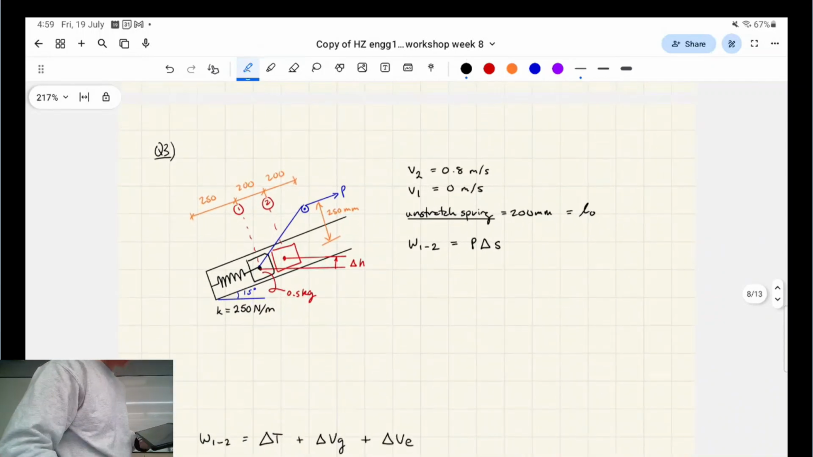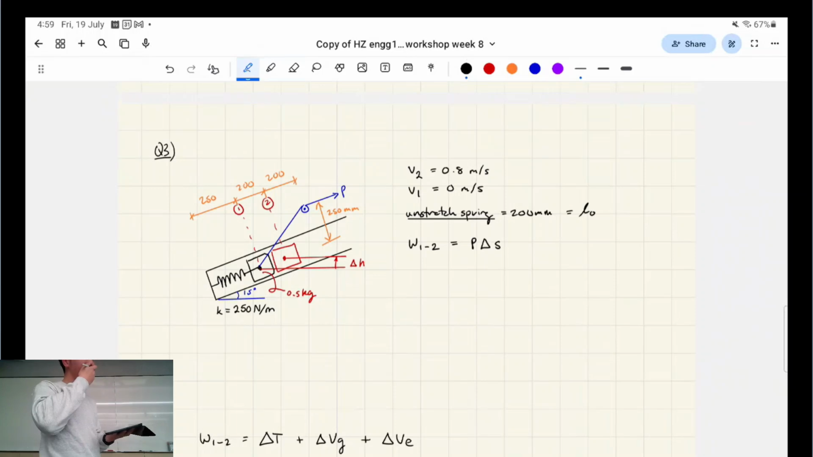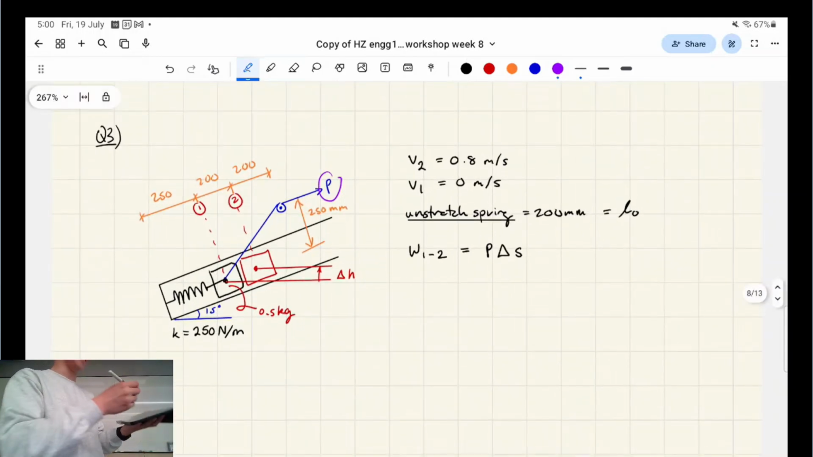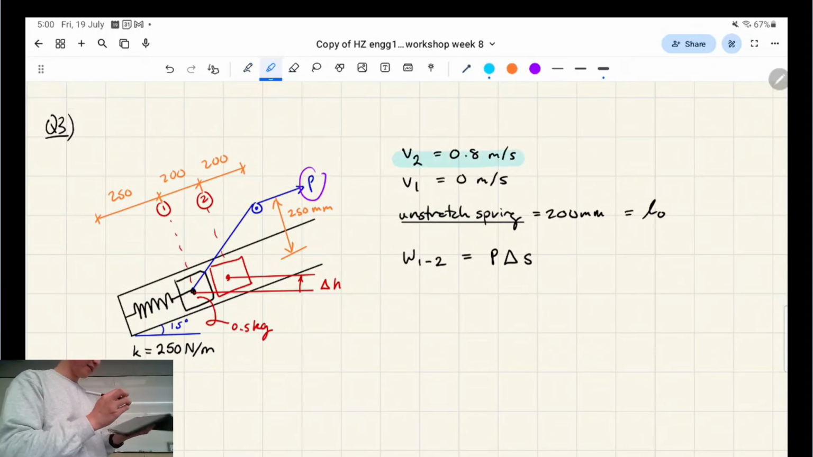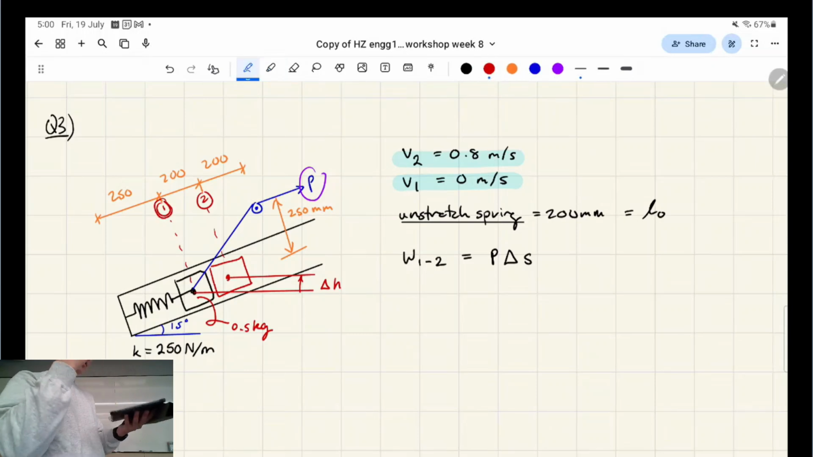Okay, so here's our next question. It's another work energy question. This time we need to solve for what that pulling force P should be, in order for our diagram to look like this. We're told in the question that the velocity in state 2, the second state, is 0.8 meters per second, and it starts at rest. So when it's in state 1, it starts from rest.